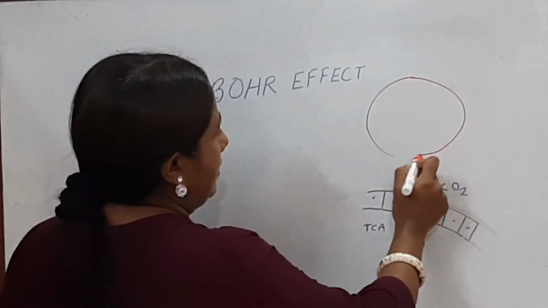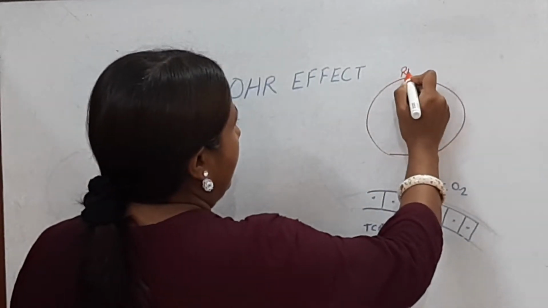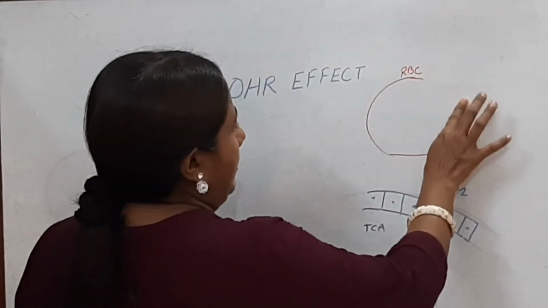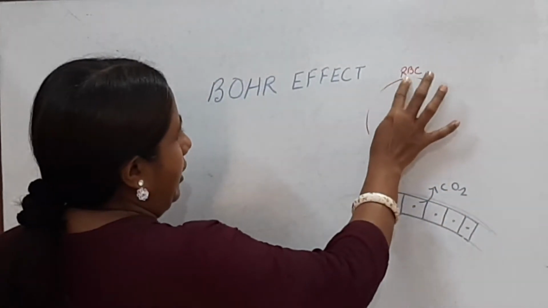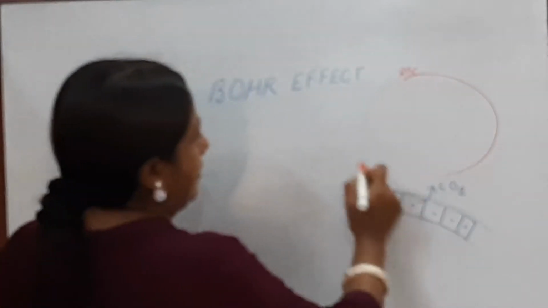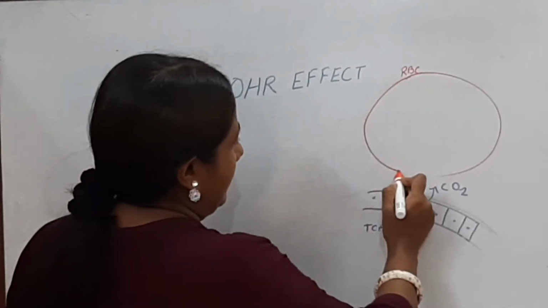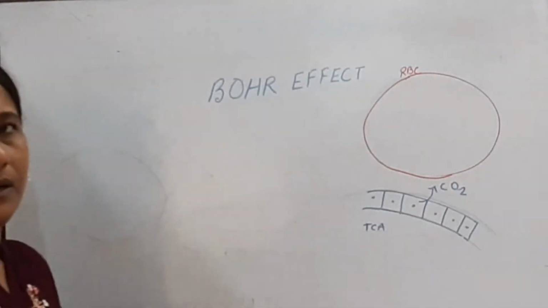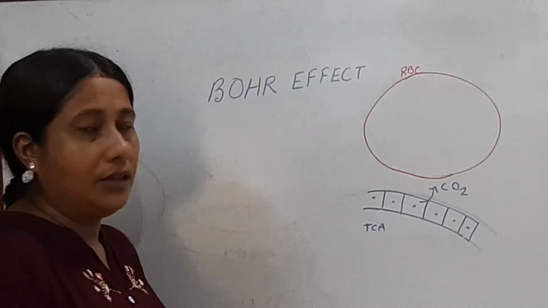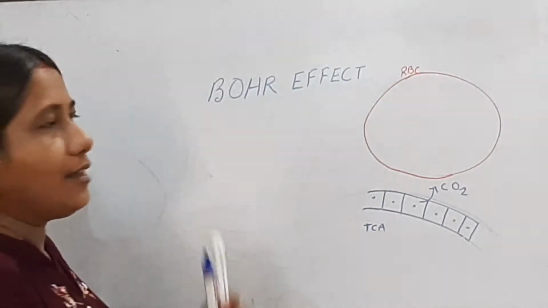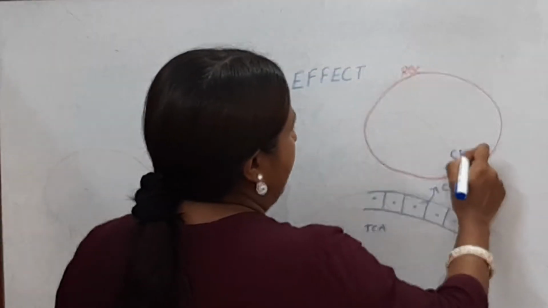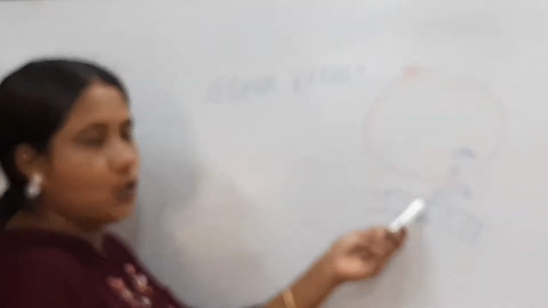Suppose this is the RBC. Okay, let me draw a bigger RBC so that I can accommodate so many things here that I am going to explain. So suppose this is the RBC. You know RBC is a biconcave structure, but I cannot draw that three-dimensional structure on the board. So I'm just trying to make a spherical shape. So this carbon dioxide enters the RBC coming out from the peripheral tissue.